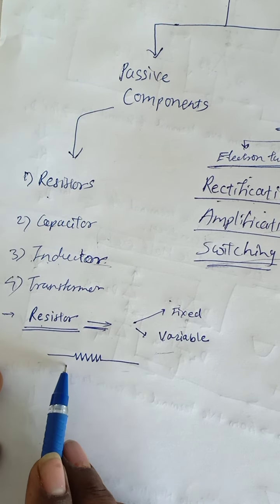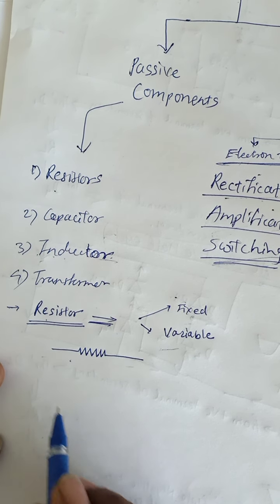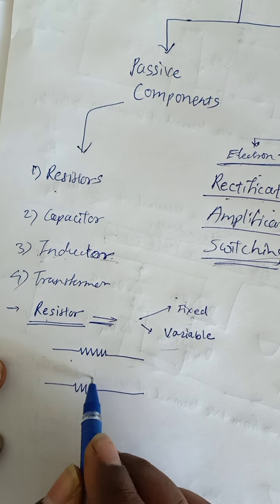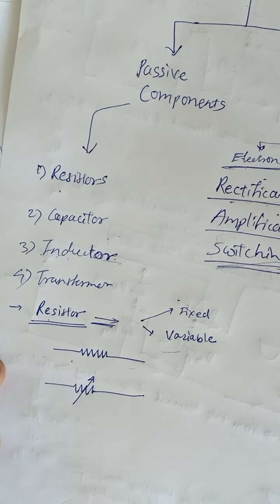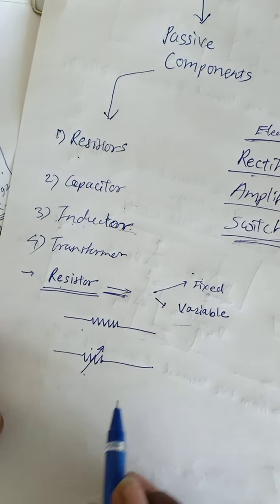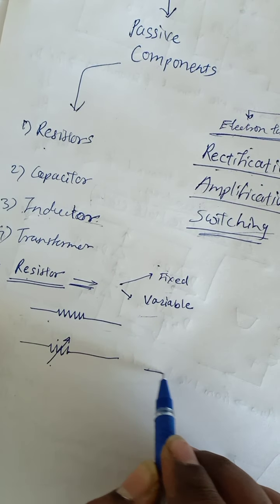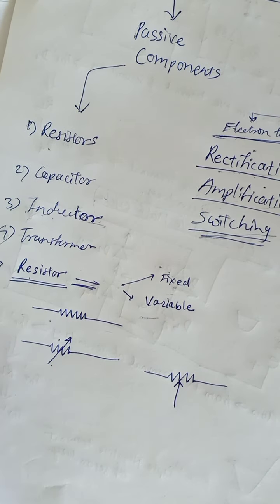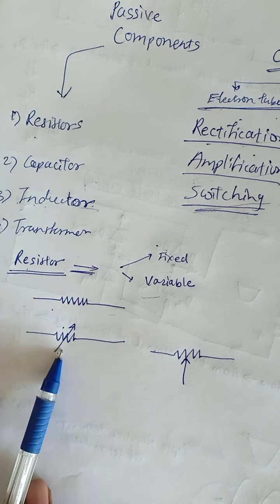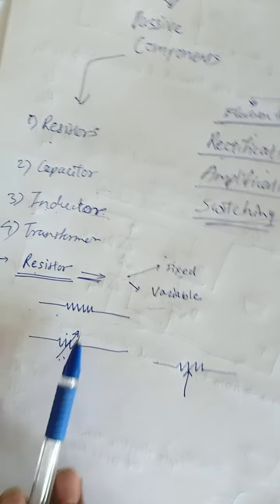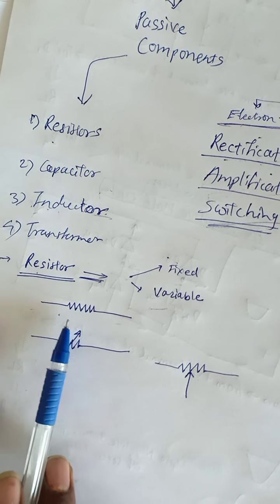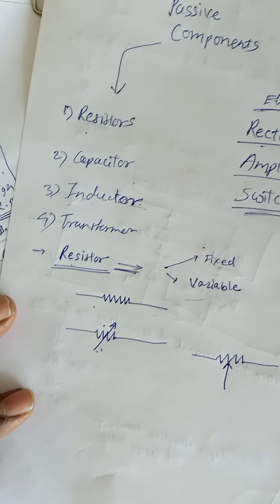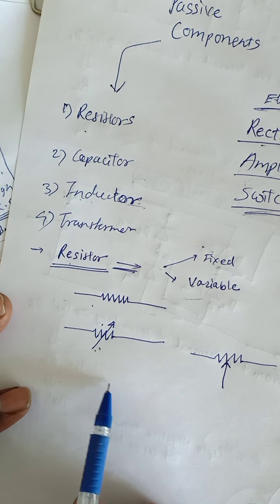So this is a symbol of fixed resistor, and for variable we can draw such symbol. Okay, so this is the symbol of variable, or sometime it is also drawn like this. So these two symbols are of variable resistor, and this is a fixed resistor. Okay, so this zigzag indicates opposition to the current flow. So there are two types of resistors.